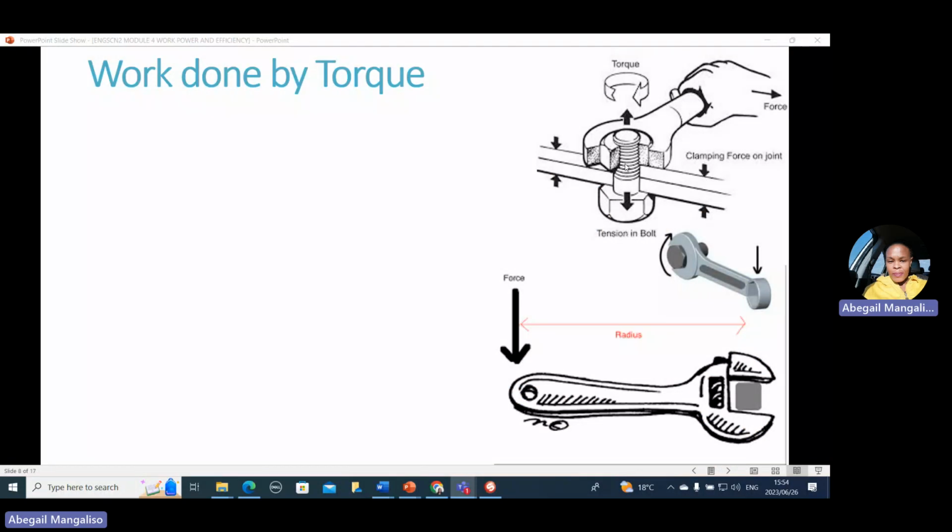Hi everyone, in this video I'm going to explain work done by torque. A torque is defined as a turning force which acts at a distance from the point of rotation, or is the energy conveyed to a point of rotation through a distance. Or a torque is defined as the turning effect of a force about a point.